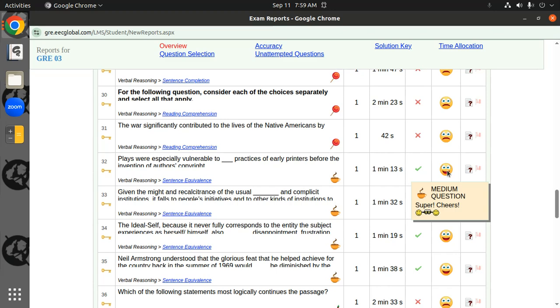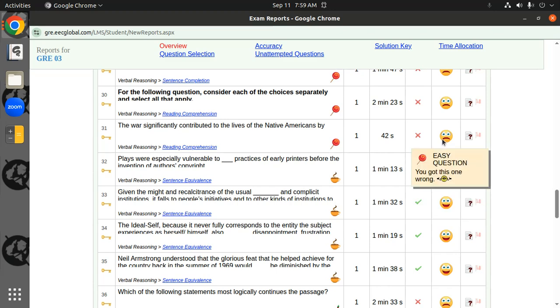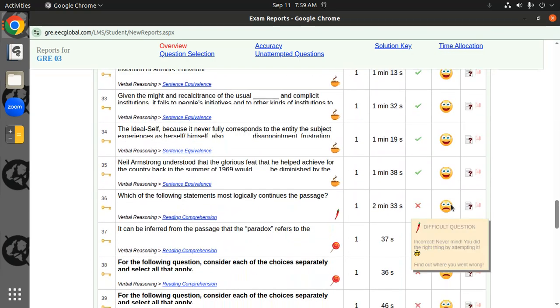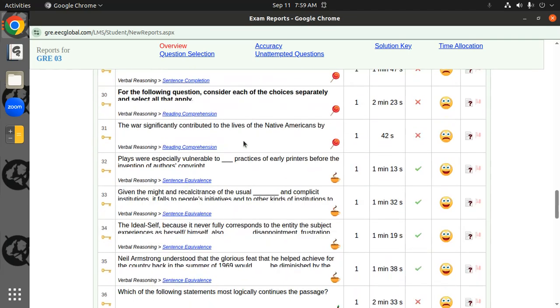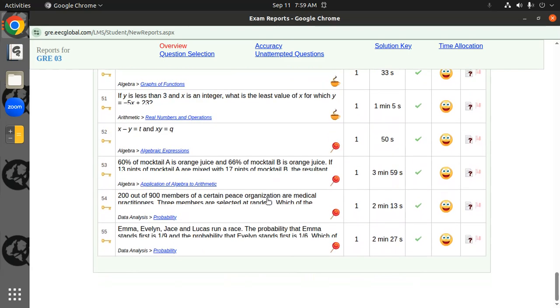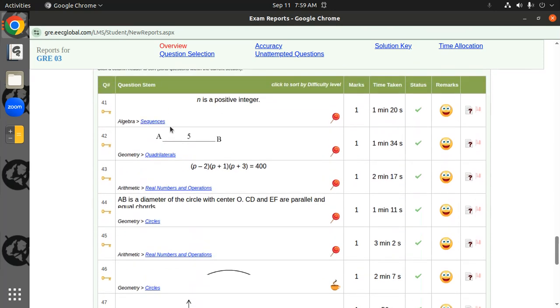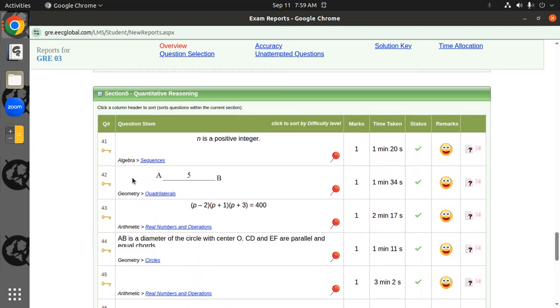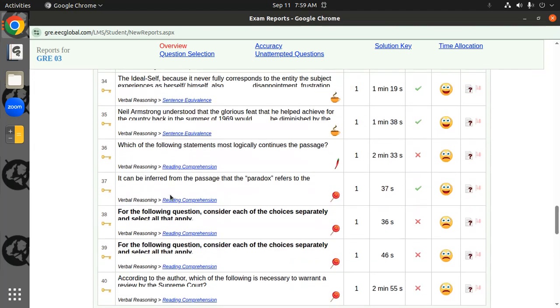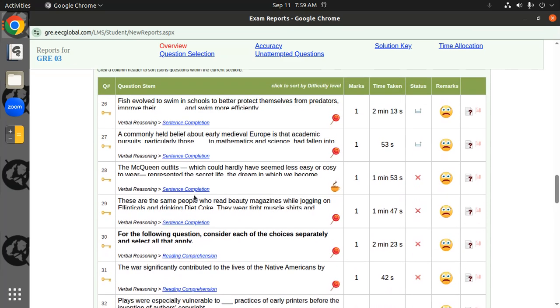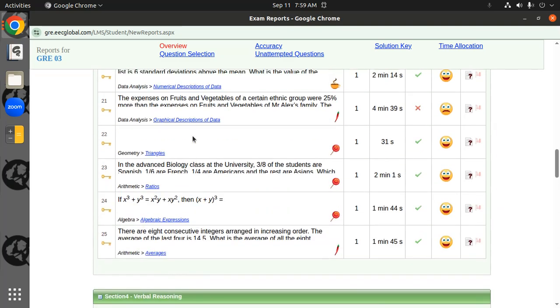See, the difficulty level is medium, the difficulty level is easy, the difficulty level here is a difficult question, as I mentioned earlier in this video. So this is the overview screen, and the software is not only talking about the question number, it also shows the topic from which it is asked. This is algebra, geometry, arithmetic. In verbal also, it is a reading comprehension question, sentence equivalence question, sentence completion question.